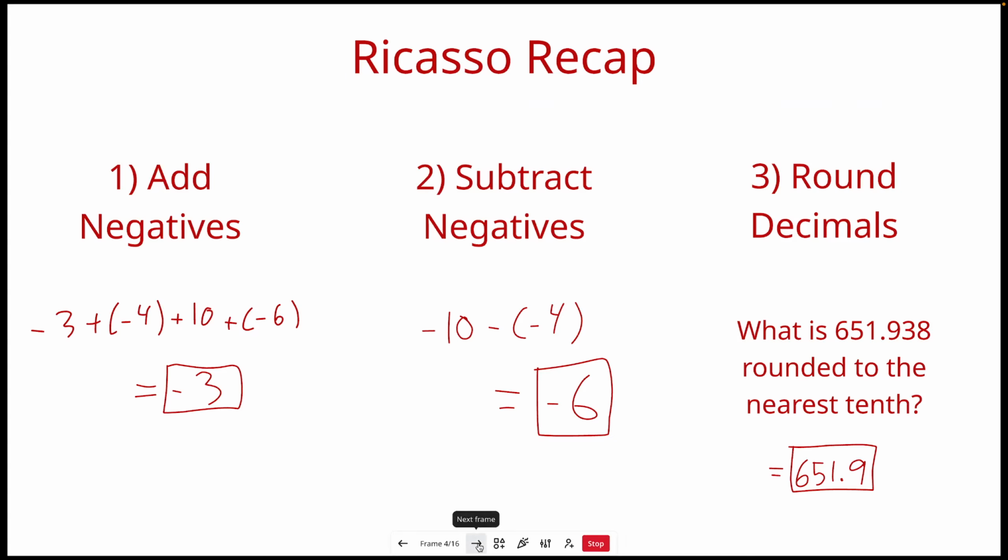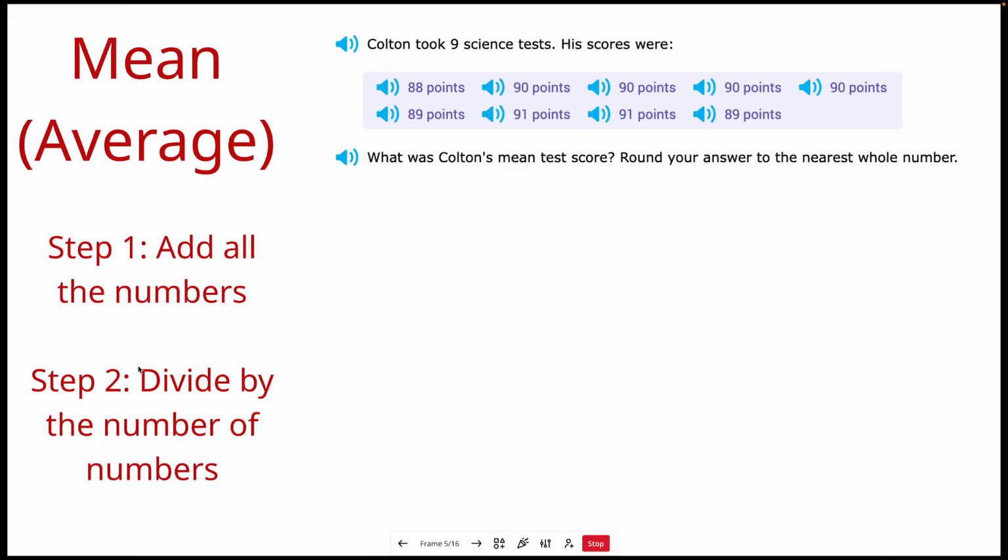All right, new lesson starts now. Here we go. So the mean is just another word for the average, finding the average. All right, so this problem on the right-hand side says Colton took 9 science tests. His scores were, and then it gives you all the scores, and it says what was Colton's mean test score, round to the nearest whole number. So the mean is asking for the average.